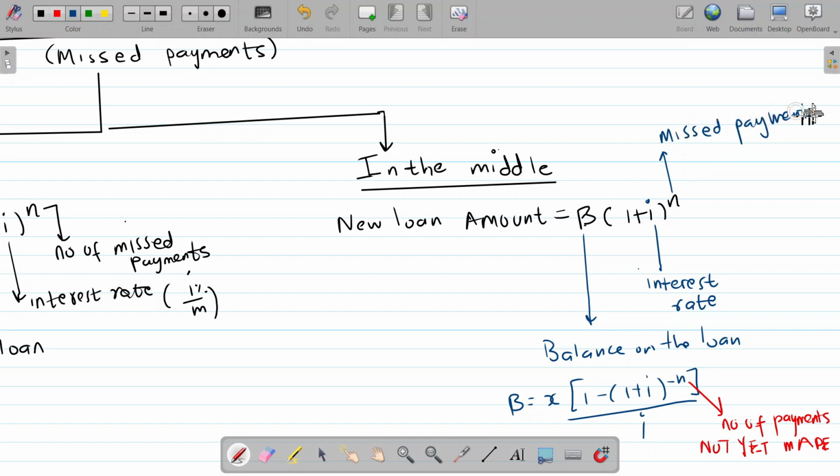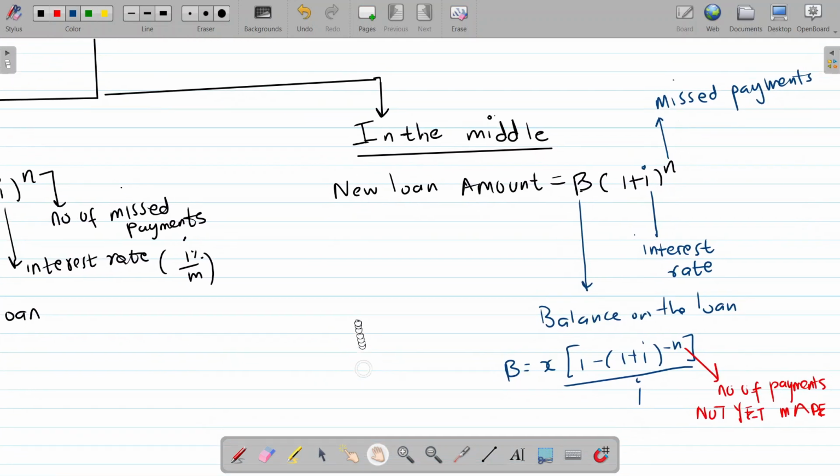Remember, this is a missed payments question, but in the middle. So you first want the balance on the loan, considering that you've made a certain number of payments. Your n is going to be the number of payments not yet made in the balance on the loan equation. And then your n is going to be the missed payments that you missed. So this is the situation where you have a missed payment situation or a deferred payment situation.